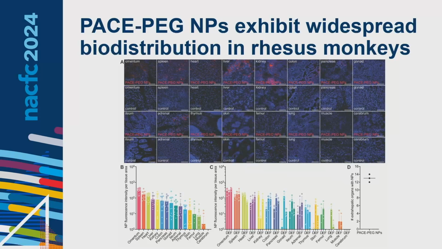And here's the identical quantification of this new material. Again, looking at images and then the quantification of the images below. We still have some signal in the spleen and liver, but we really have widespread distribution, including into the GI tract and the lung, which is really exciting, right? If we quantify the number of extrahepatic organs that are positive for nanoparticles, it's about 13.